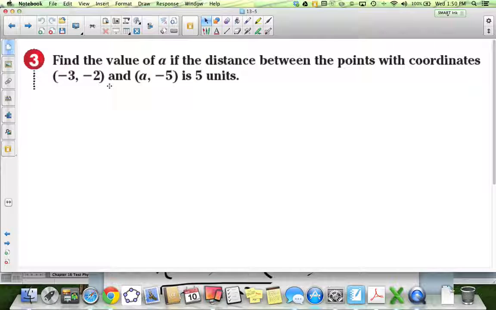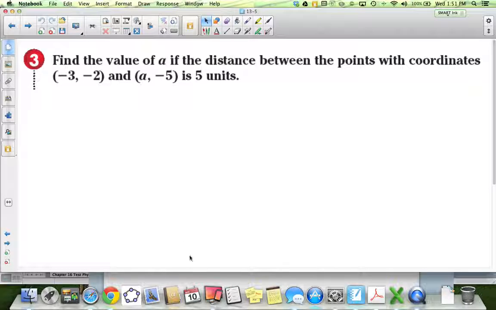We want to find the value of A, where the distance between the points with coordinates negative 3, negative 2, and A, negative 5, is 5 units. What we want to know is the x-coordinate value of A. How do we do that?